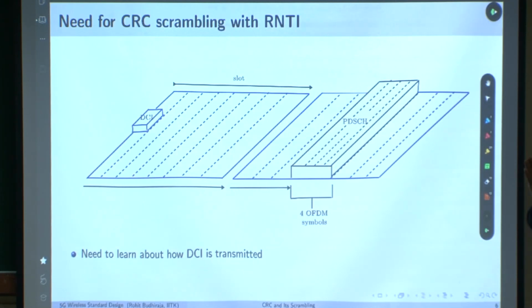A brief summary: the user will have to search for the DCI, and how will it search? It knows its RNTI. I'll have to go back too much. So what happens? Polar decoding: I'll decode the data at the receiver side, then it will unscramble this CRC with this RNTI, because this scrambling is user specific. This RNTI is different for each user. So if it is scrambled with some other user's RNTI, it will give you wrong data. The user will not be able to validate it.